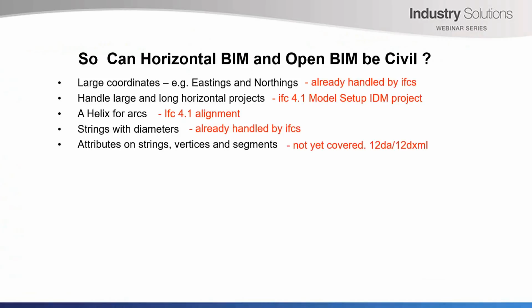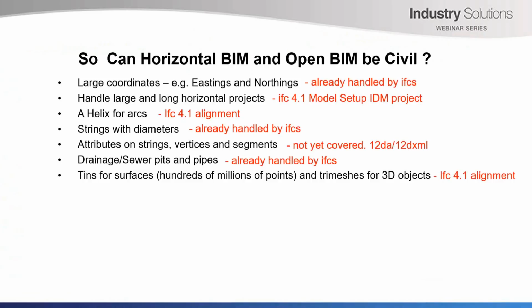Attributes on strings, vertices, and segments. They only have attributes, really, what we call string attributes. It's a bit like GIS, where you've just got the attributes for the whole object. So if you're going to use a lot of that data, you also need to give 12DA or a 12D XML file, because only attributes on strings is covered in the IFC 4.1 definition. Drainage, sewer pits and pipes, they're already handled. We're doing that today. Tins for surfaces, IFC 4.1.